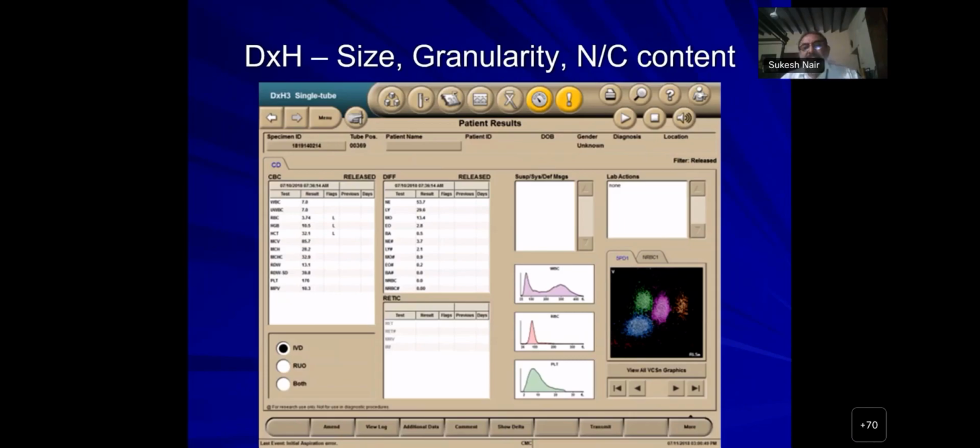So now if you look at DXH here, you have the scatter plot which shows a blue population, which is lymphocytes, because they are small in size. If you look, the size is on the y-axis and granularity is on the x-axis. It is small in size and less in scatter.